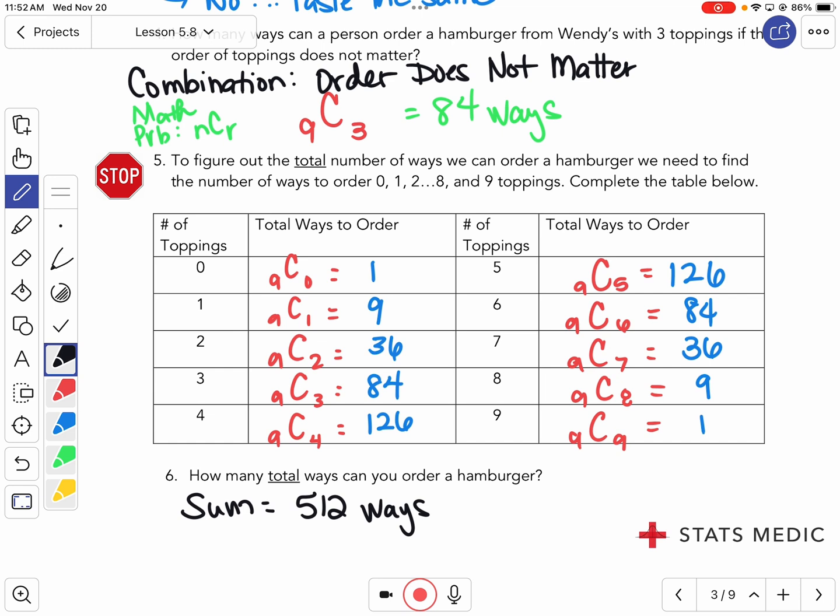So the question becomes, was Wendy's advertisement right? How many ways did they say they could make a burger? Yeah, what was the real way? 512. Okay, so that was poor advertising.